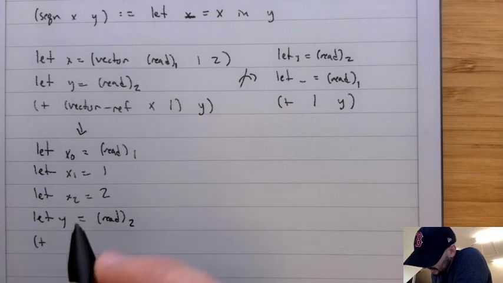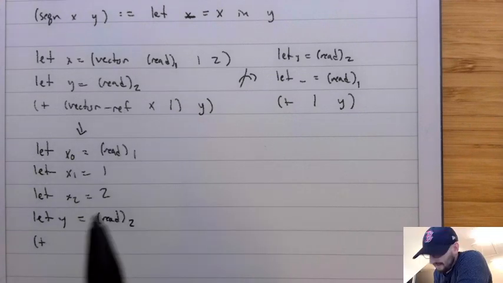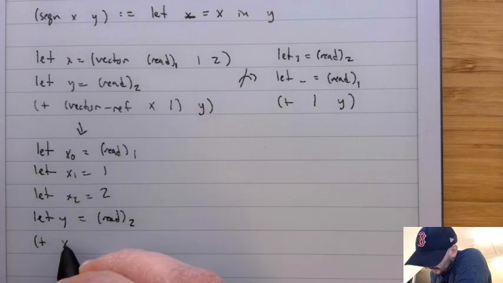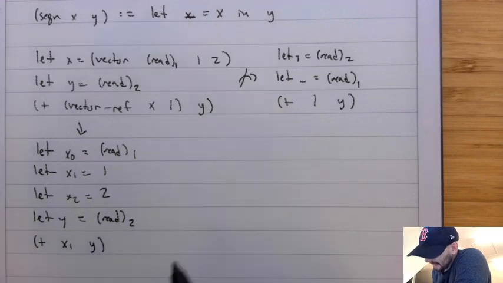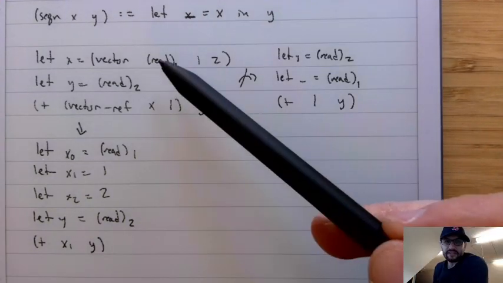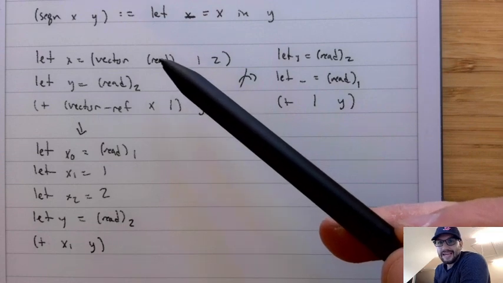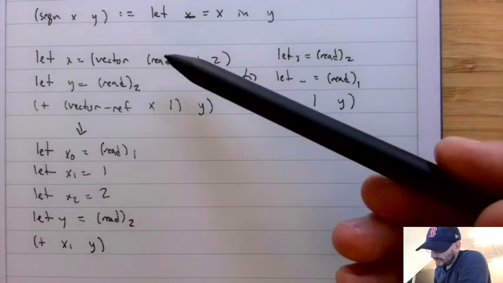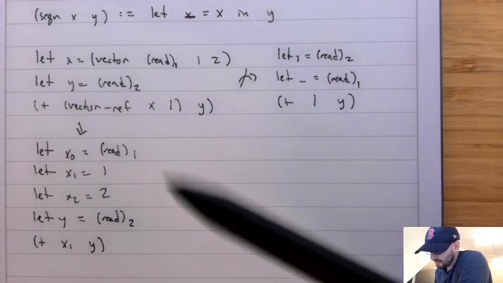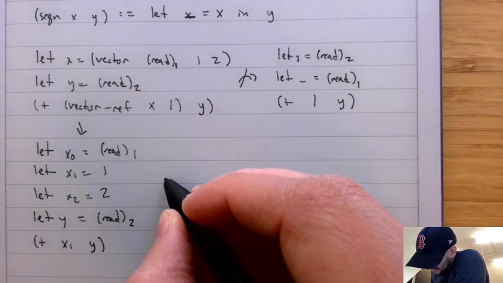Then we would have an addition, and now what we're going to do is inline that vector ref right there. So we're going to put right in here x1, y. Okay, so when we detect that this vector is never modified, and it's made up of constants, then what we do is we turn the program into this one. Now this program, then we optimize that.